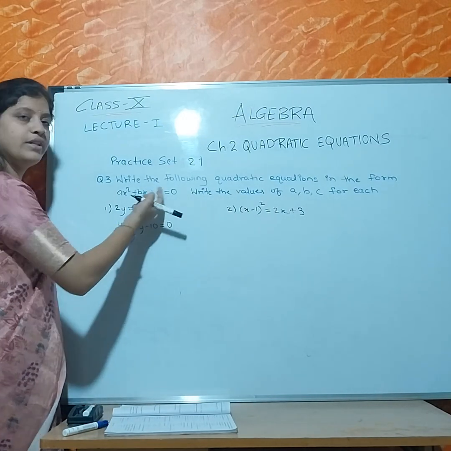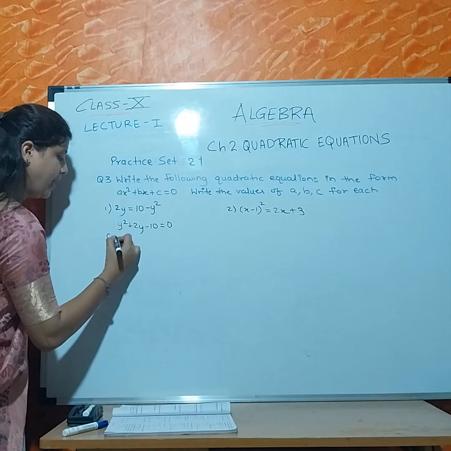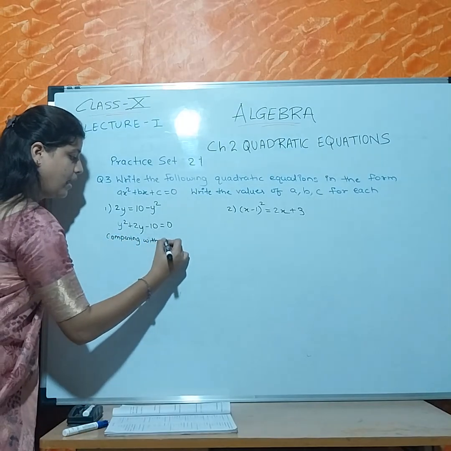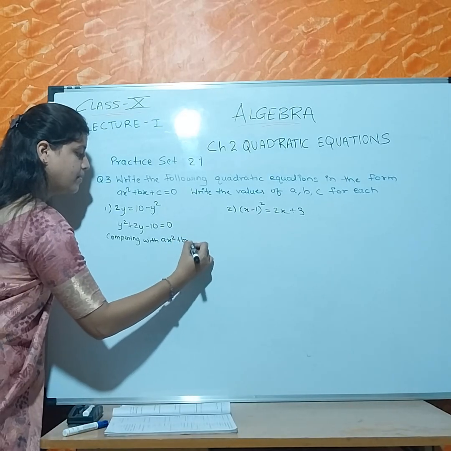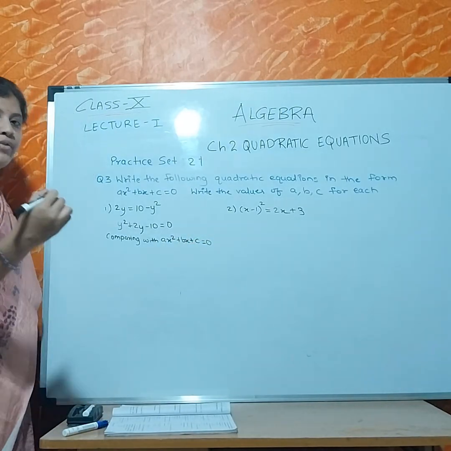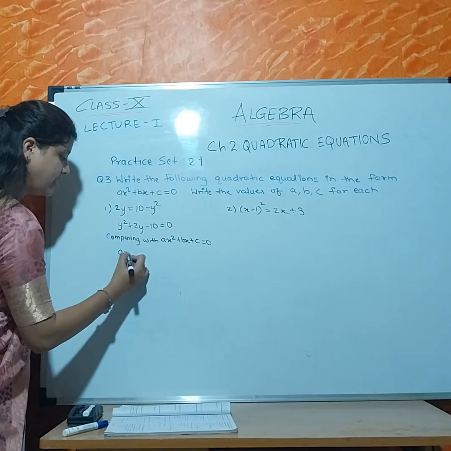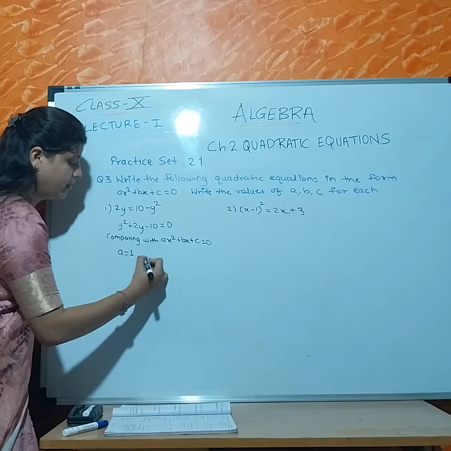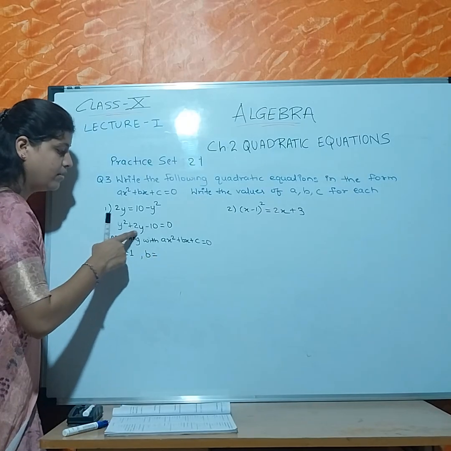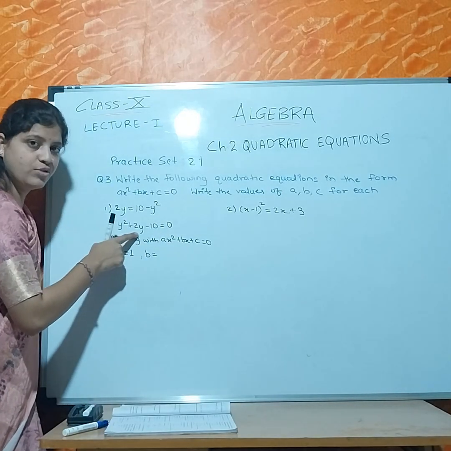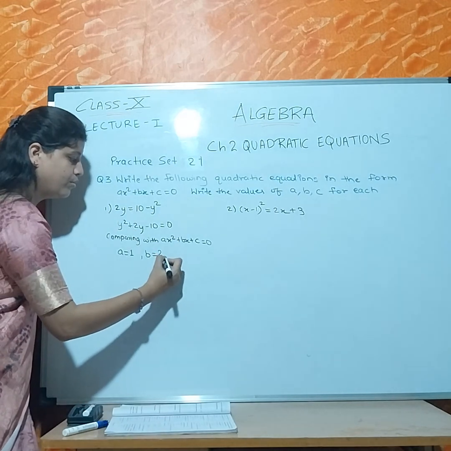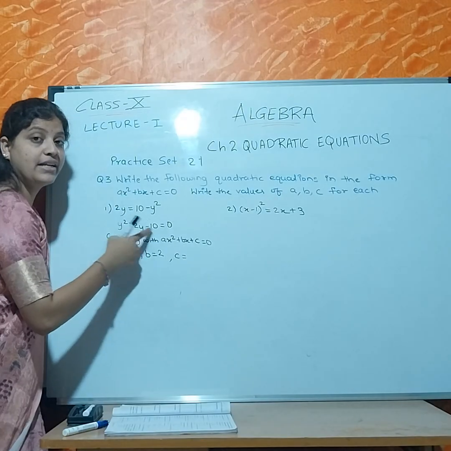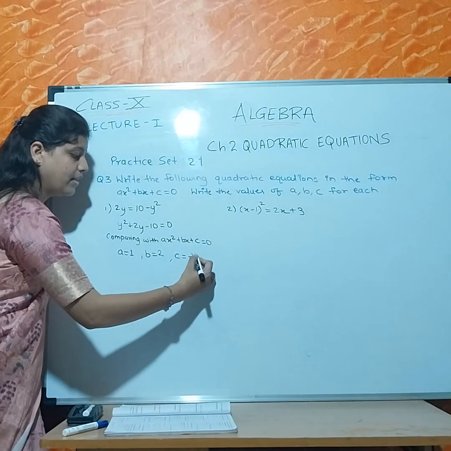Now we will compare this with this general form. So comparing with ax square plus bx plus c is equal to 0. So we will get the values of a. What is the value of a here? 1. So a is equal to 1. What is the value of b? bx, and here the variable is y, so 2y. So b is 2. And what is the value of c? Here it is plus c, but here it is minus 10. The value of c is minus 10.